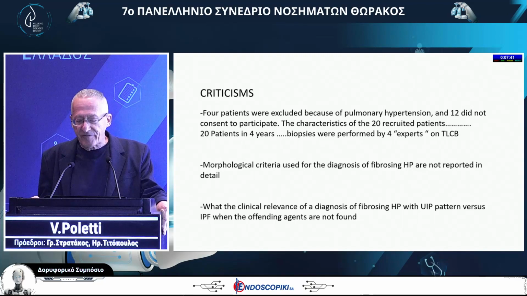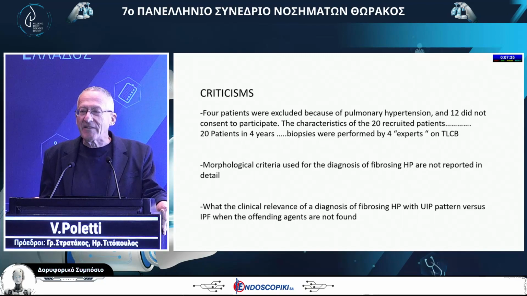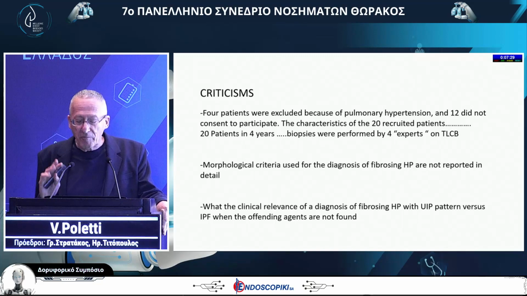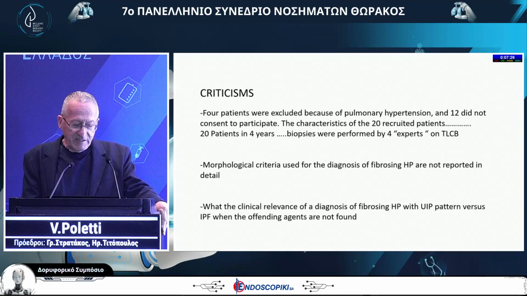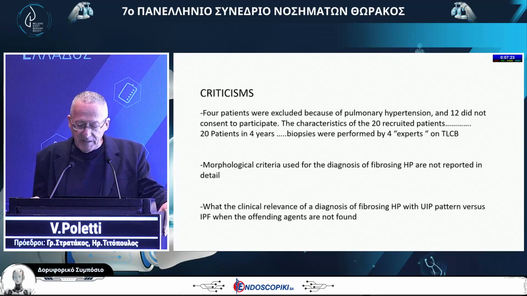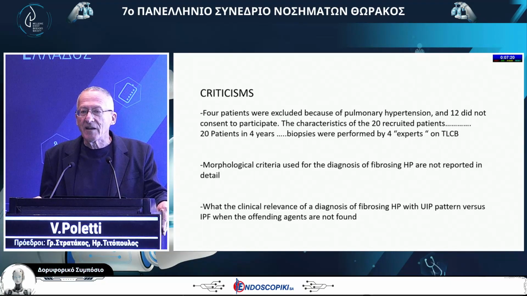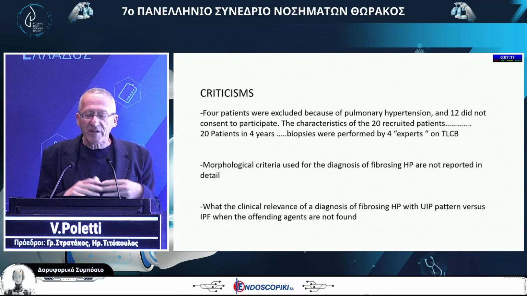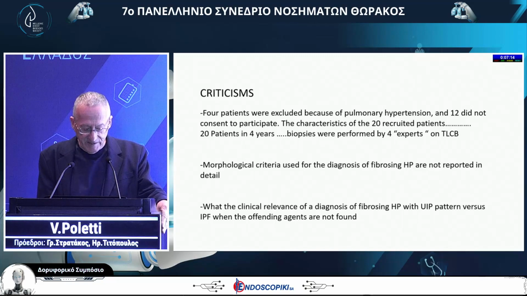Biopsies were performed by 4 experts in transbronchial lung biopsy. This is a prospective study, so I am expecting that they performed 4 biopsies per year, or 4 biopsies in 5 years. Morphological criteria used for the diagnosis of fibrosing HP are not reported in detail, and we know that there is a big overlap between the diagnosis of IPF and fibrosing HP in this group. And finally, what is the clinical relevance of a diagnosis of fibrosing HP with UIP pattern versus IPF when the offending agents are not found?